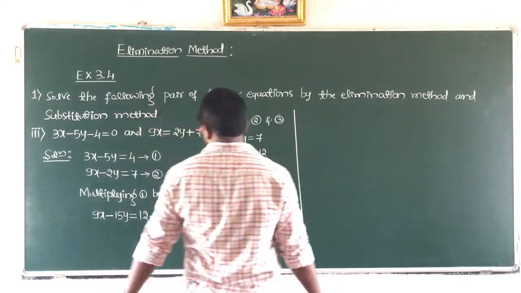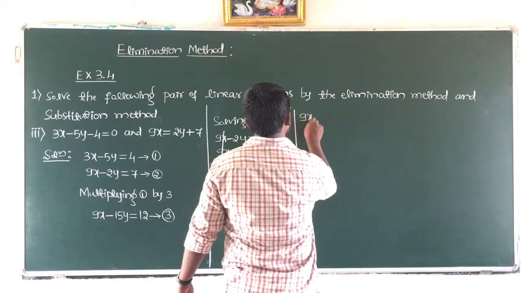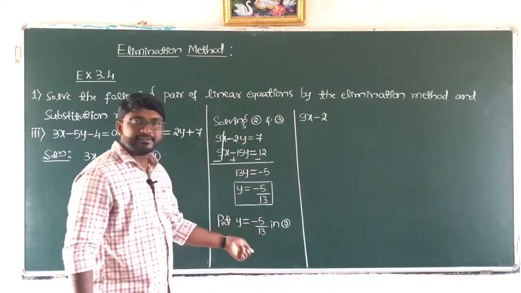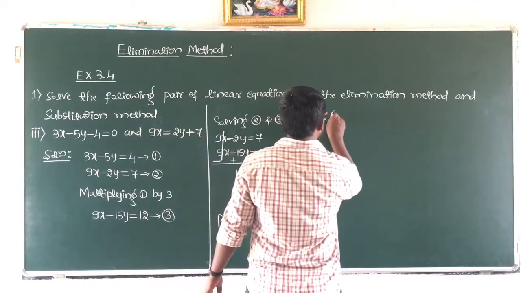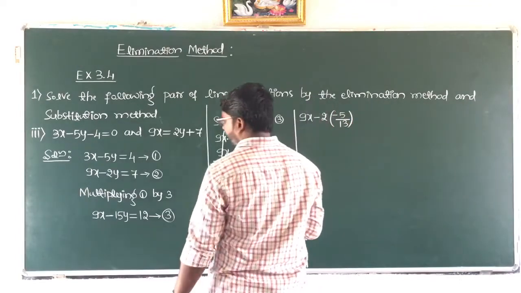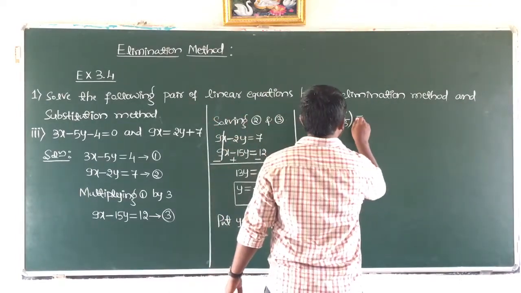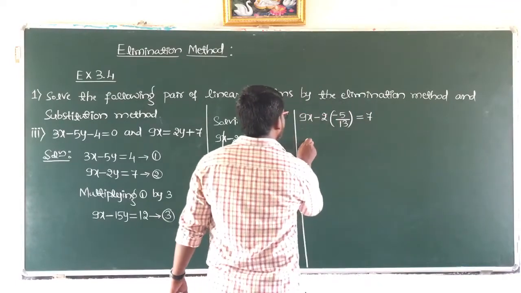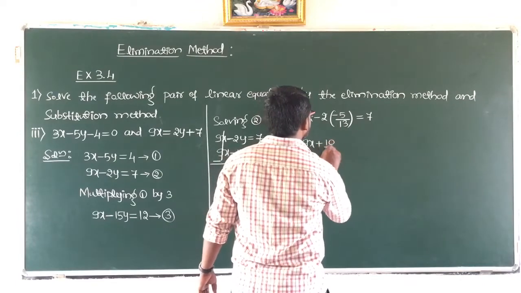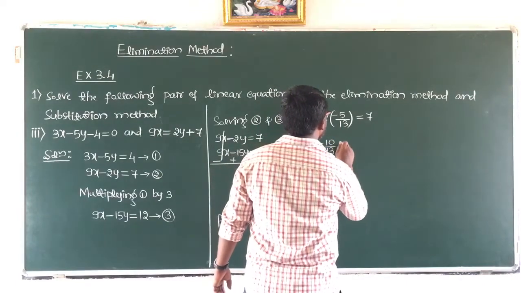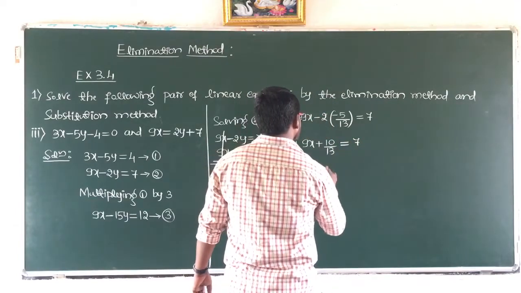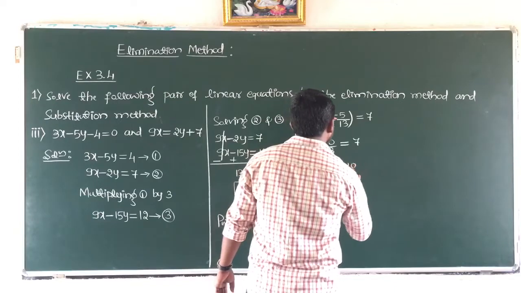So now 9x minus 2 into y, which is minus 5 by 13, is equal to 7. Then 9x, minus into minus is plus, 2 into 5 is 10 by 13, equals 7. Then 9x equals 7 minus 10 by 13.